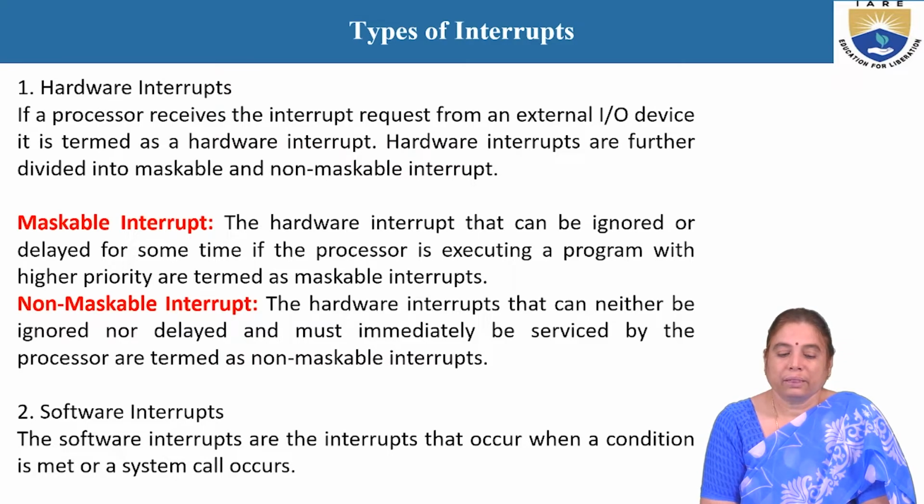The second type of interrupt is the software interrupt. With the help of a software instruction or programs, the interrupt can occur. Those interrupts are treated as software interrupts. For example, by using system calls or exceptions, software interrupts can be raised. So these are the types of interrupts.